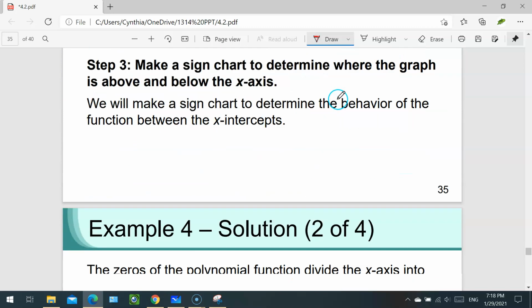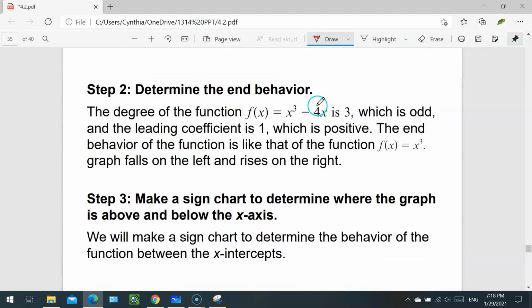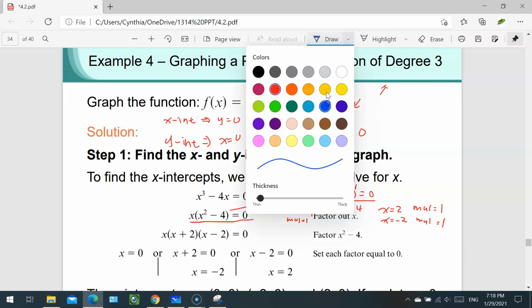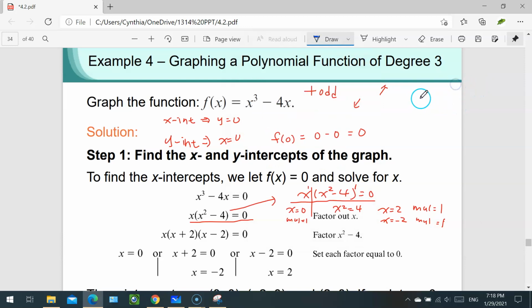And the last step is turning points. The highest degree power of this one is power 3. So I know that on the curve of this function, the graph will have 2 turning points. So now I'm going to sketch the graph on the side here.